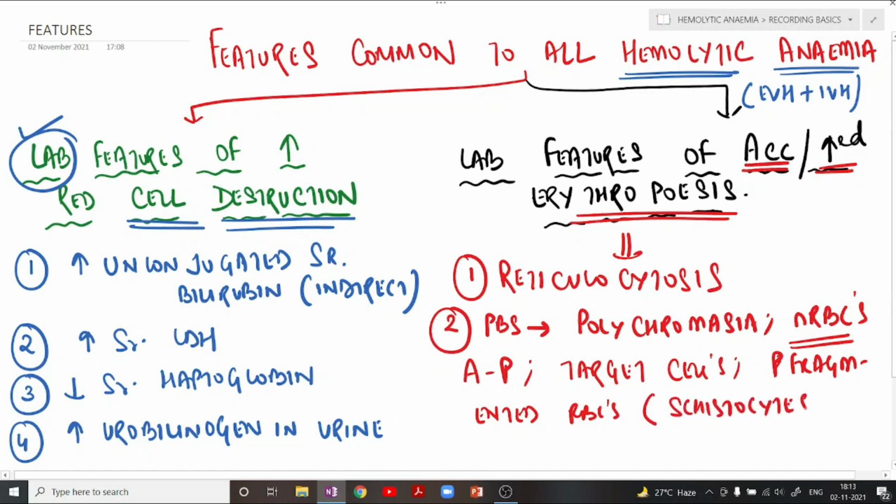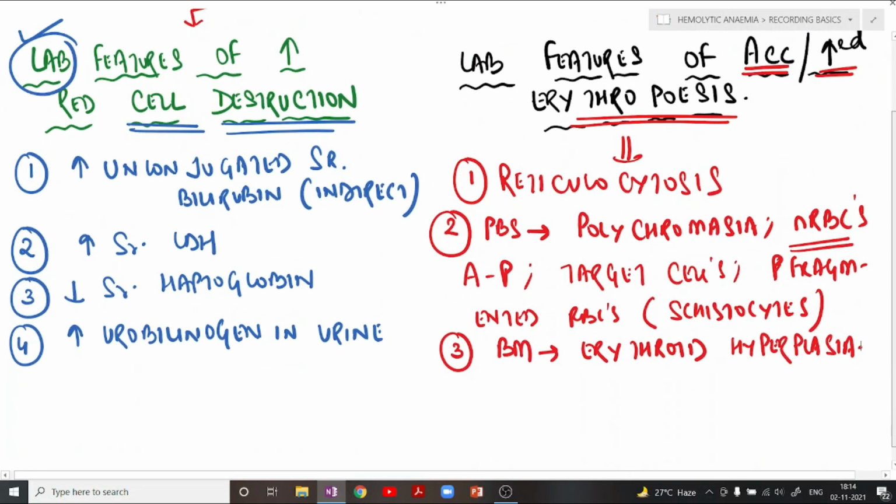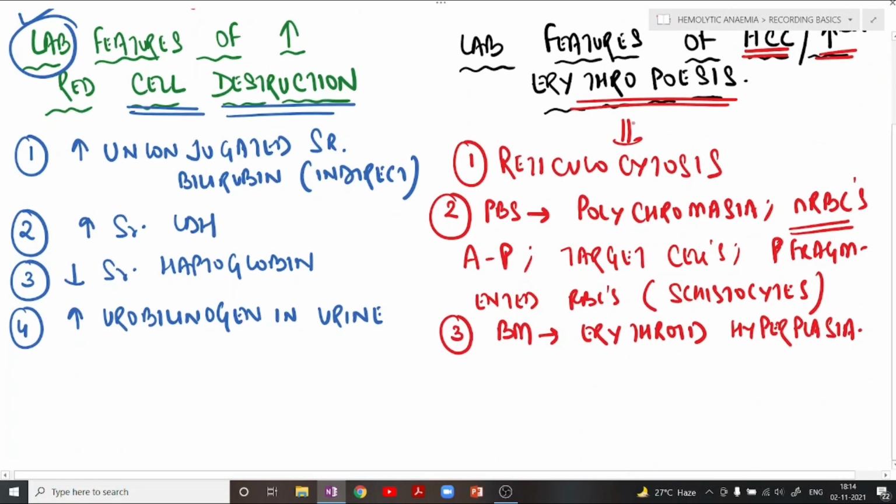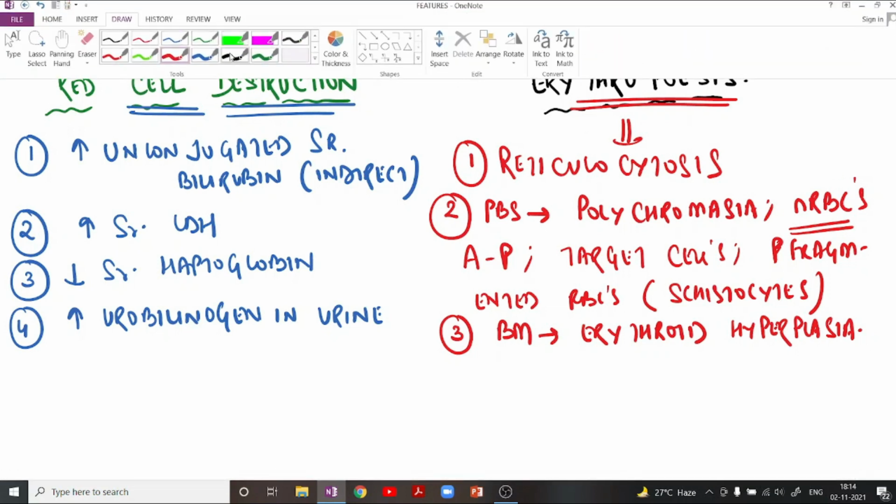So we are just going to see that image. And lastly, the bone marrow is going to show erythroid hyperplasia. Erythroid hyperplasia. We will go on to see all the pictures. But before that, just one last point, then I will finish this particular slide.